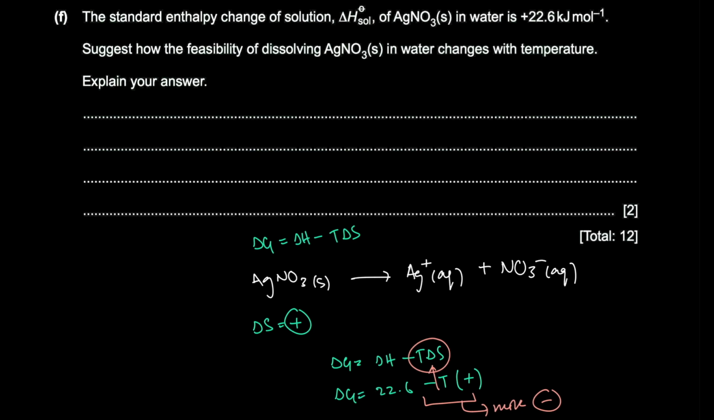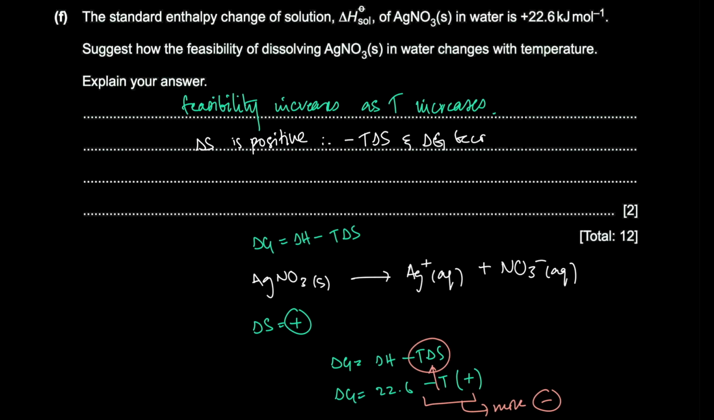So over here we would say that the reaction becomes more feasible as the temperature increases, right? So feasibility increases as the temperature increases. And the reason why is because delta S is positive. Therefore, minus T delta S makes delta G more negative as temperature increases. Okay?